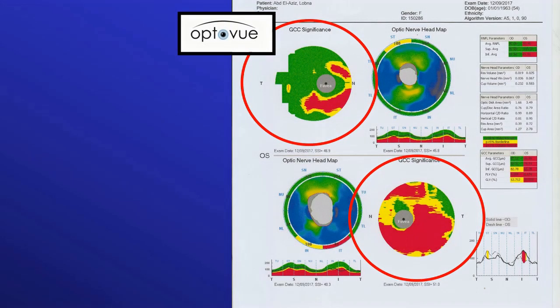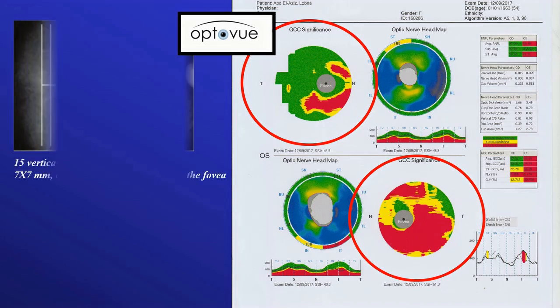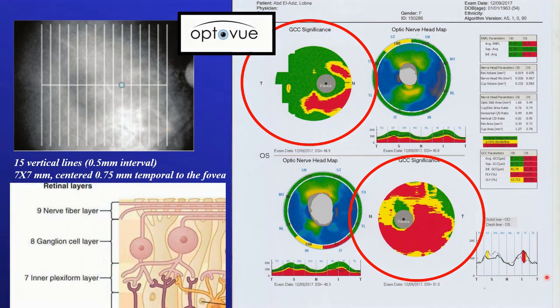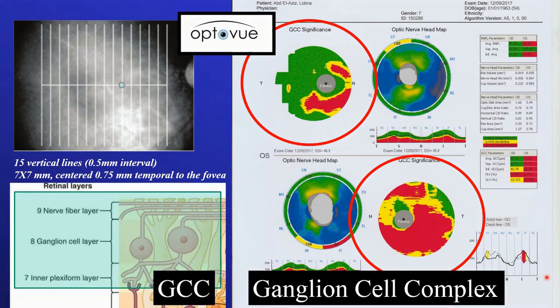This is the ganglion cells of the macula. The software checks 15 vertical lines covering an area 7 by 7. It measures ganglion cells, inner plexiform layer, and nerve fiber layer. This is known together as the ganglion cell complex.